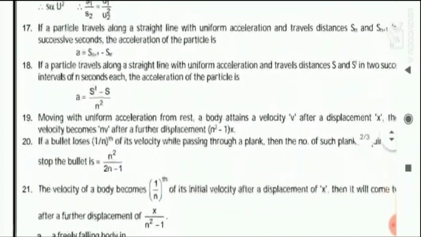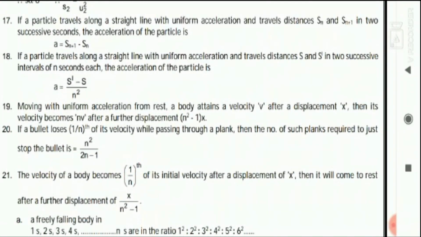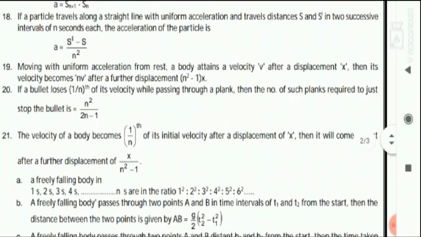Now the next important formula is, if a particle travels along a straight line with uniform acceleration and travels distances s and s dash in two successive intervals of n seconds each, then the acceleration of the particle. Question will be framed as it is in the exam. Instead of s and s dash, the values will be given and n value will be given. Your job is just substituting those values in this formula, and you will be getting the answer.